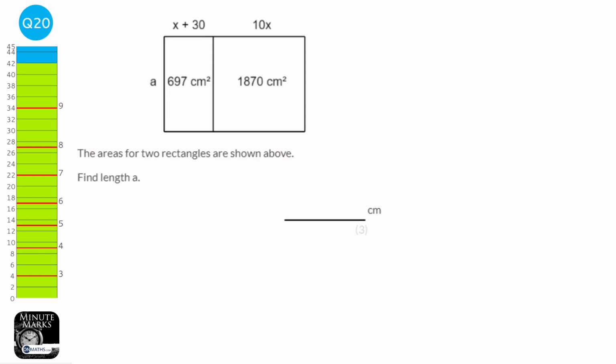I'm going to first of all just focus on this rectangle here. And we know that to find the area of a rectangle, you multiply the two lengths. And when you've multiplied them for this rectangle, we get 697. But let's write down what A is equal to. A will be equal to the area, which is 697, divided by the length at the top, which is x plus 30.